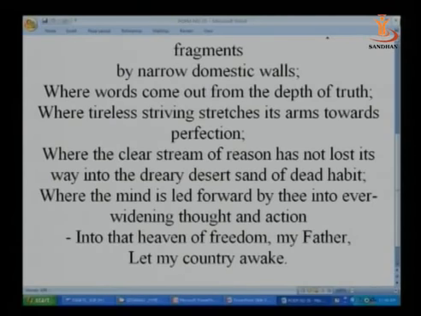The last couple of lines: "Where the mind is led forward by thee into ever-widening thought and action, into that heaven of freedom, my Father, let my country awake." So again, the theme of freedom comes up in a different form. It's not freedom from ego here, but freedom from slavery and bondage, and from egoistical thinking, which seems to have caught this nation in its grip. It's a very important poem, and that's why I discuss it in detail.